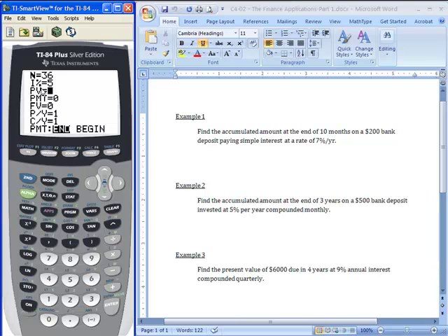Present value is our starting value. Please remember that present and future value are relative terms. They don't necessarily mean that the money has to be in the present or in the future, but they're just relative.